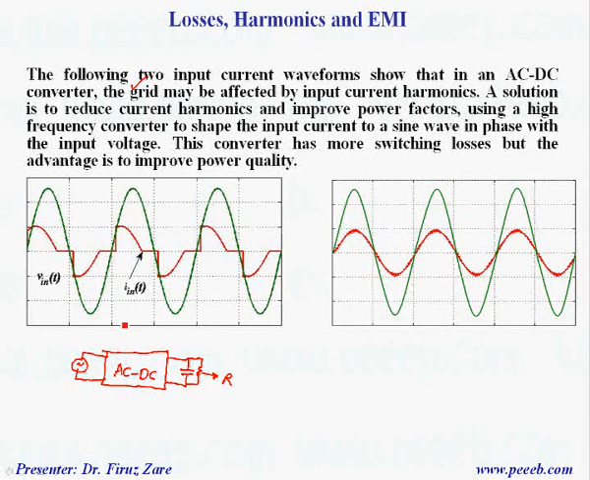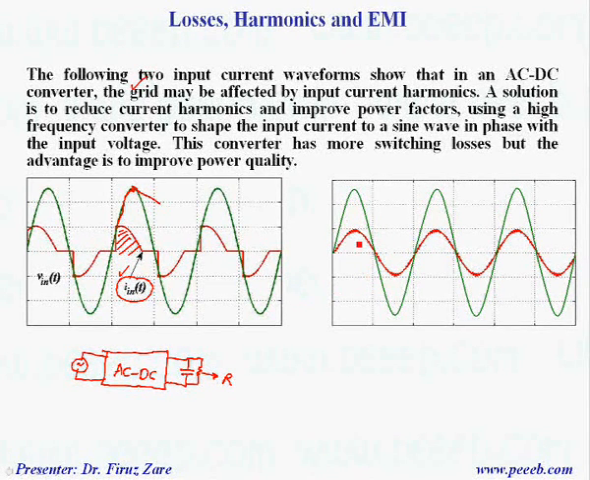So now we can look at the current waveform. Basically, here you can see that the input current waveform is not a sine wave. That means this current has significant harmonics. The reason is that over this time we charge the capacitor up to this peak value and then discharge it again. So that's why the current waveform is not a sine wave.